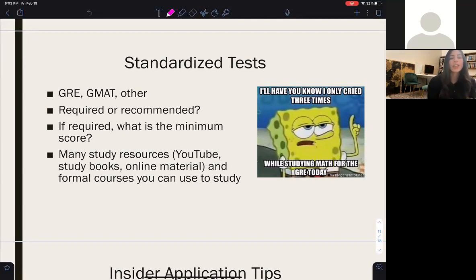If they say that it's a strength on your application, I would definitely still do it, especially if you want to beef up another section, like if you have a low undergrad GPA and you want to make up for it with a high GRE score. Even if it's not required, it might still boost your application. So those are questions for the graduate program coordinator that they can help you work through.